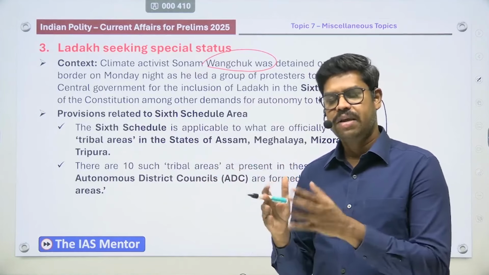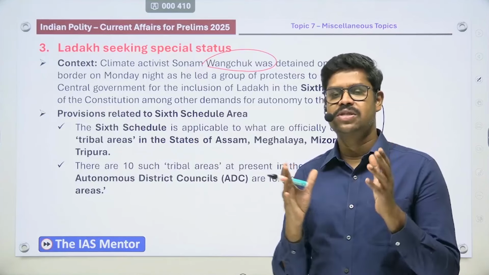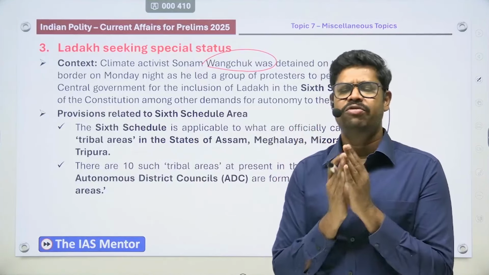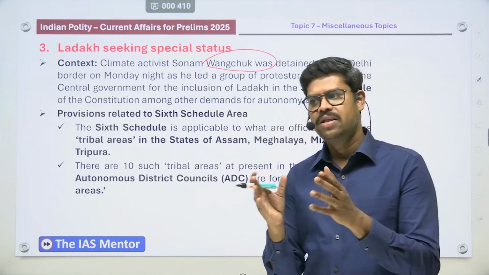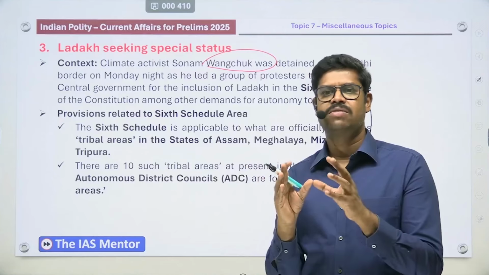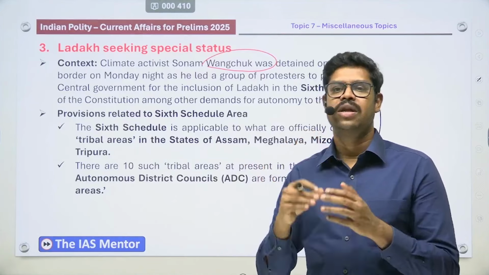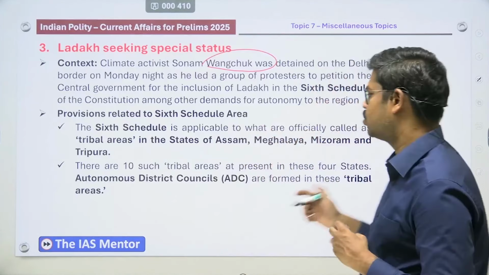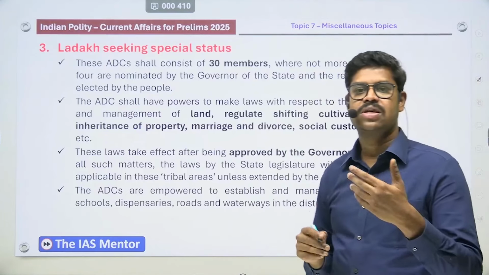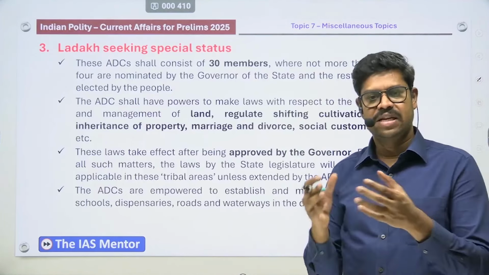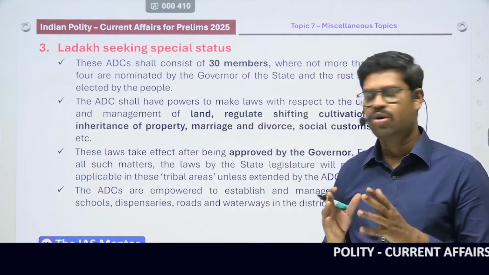They can make their own laws. In these tribal autonomous districts there will be a council of 30 people, out of which 4 can be nominated by the governor and the others are elected by the people. The elected members make laws on certain areas authorized in the Schedule 6 of the Constitution. They also discuss various customs, and most things are decided based on customary laws, which are allowed.